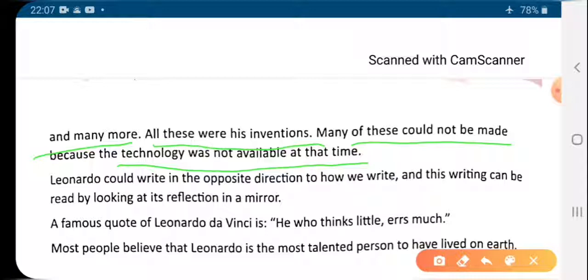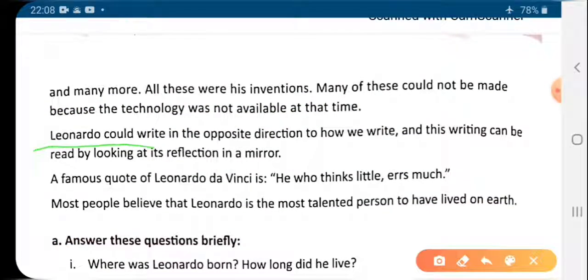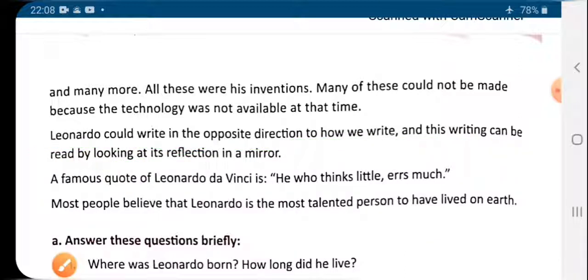Means he has drawn the sketch and the plans at that time, but they can't be made. The reason behind it was that the technology was not available at that time. Leonardo could write in the opposite direction to how we write, and this writing can be read by looking at its reflection in a mirror. He has one more quality: he can write in the opposite direction. Means as we write, he writes the opposite of it, and you can read that writing only if you see the reflection in the mirror.